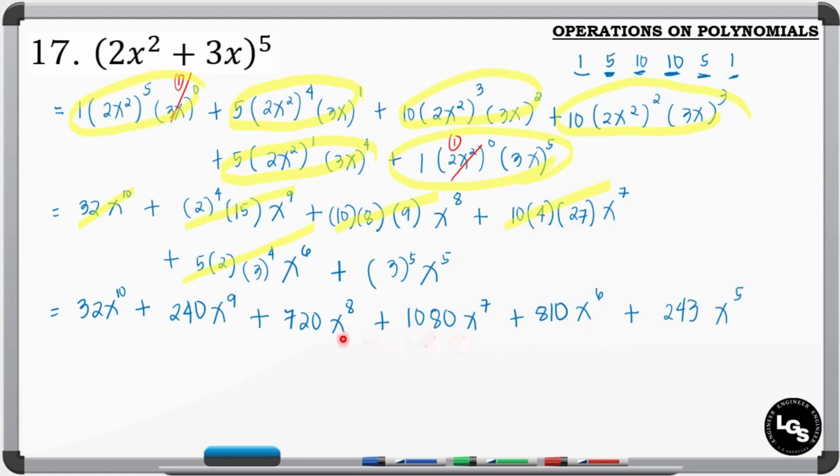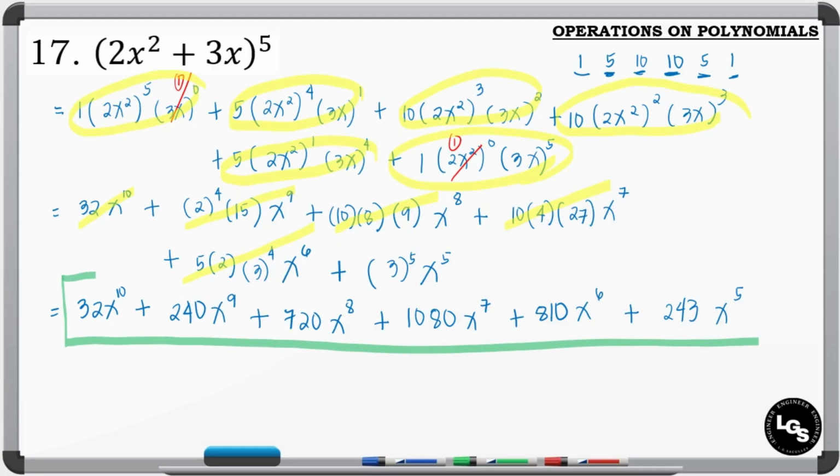Now, double check if there are like terms. So this is x raised to 10, x raised to 9, raised to 8, raised to 7, raised to 6. Then the last one is raised to 5. So by checking, these are all unlike terms. No need to combine because there are no like terms. So meaning this is our final answer for this number. I hope everyone gets this number using Pascal's triangle.